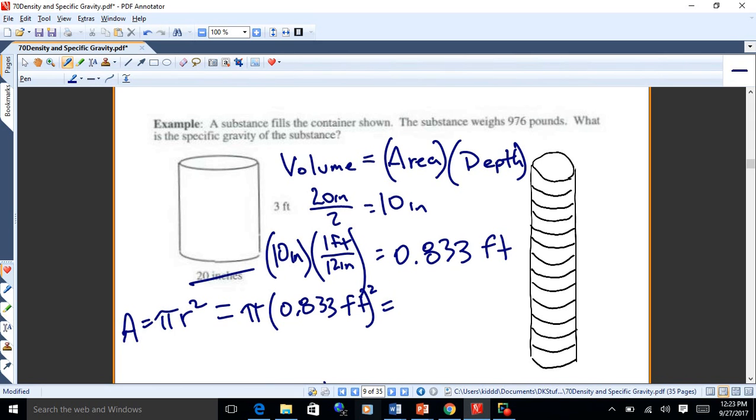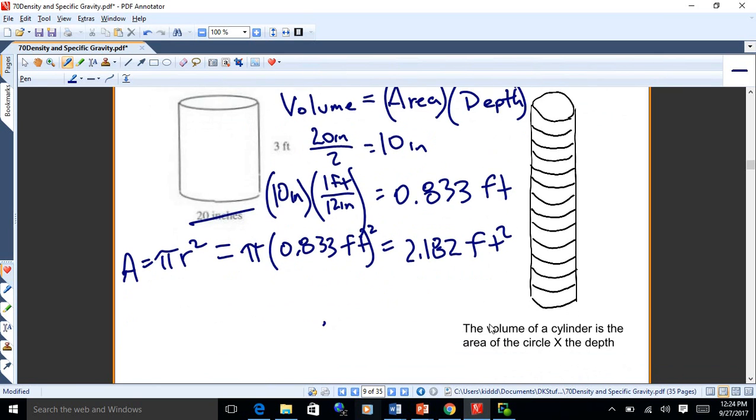So that's just pi r squared. And I got about 2.182. Usually I'll carry 4 places through when I'm doing the math, and then I'll drop it back to 3 when I get the answer, but it's not that huge of a deal, really. Y'all getting that? Okay. I just multiply that by the 3 feet, that's the depth, and that'll get you the volume.